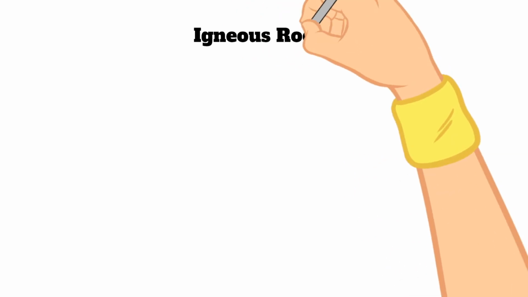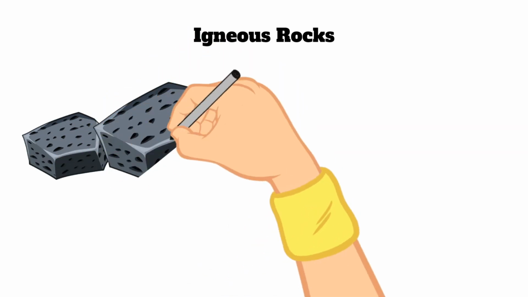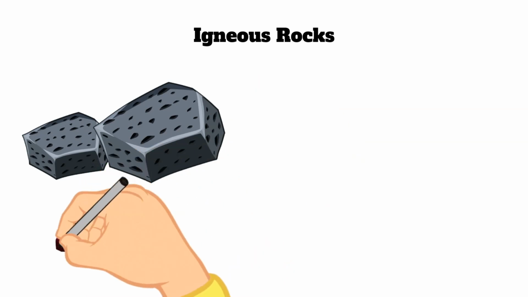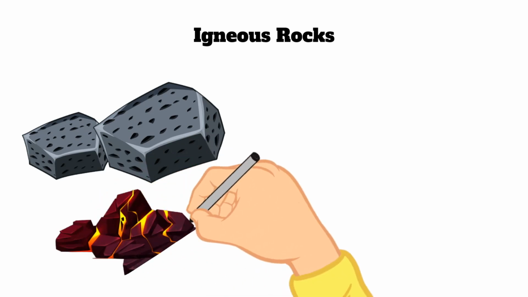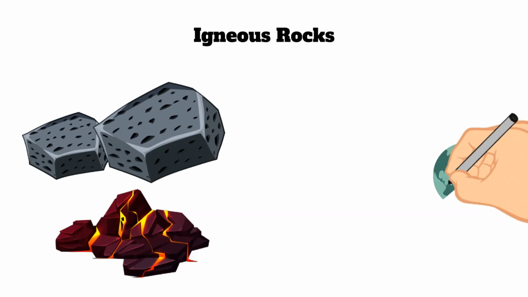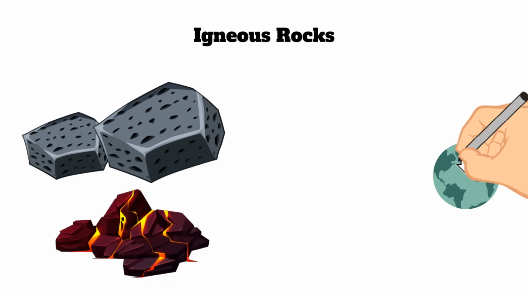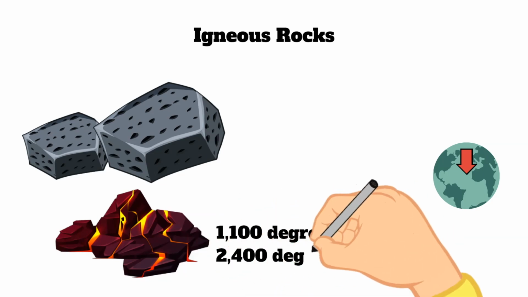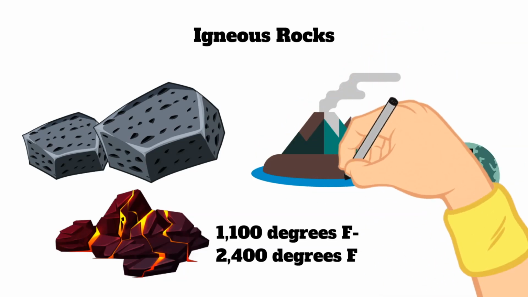Last, let's talk about igneous rocks. And igneous rocks are formed from magma. So this is molten or partially molten rock, which is in the interior of the Earth, where the temperatures are very, very hot. So magma exists at a temperature of 1,100 degrees Fahrenheit to 2,400 degrees Fahrenheit. Because magma is less dense than the surrounding rocks that are solid, it can rise toward the surface and may settle within the crust, or it can erupt from a volcano and create a lava flow.